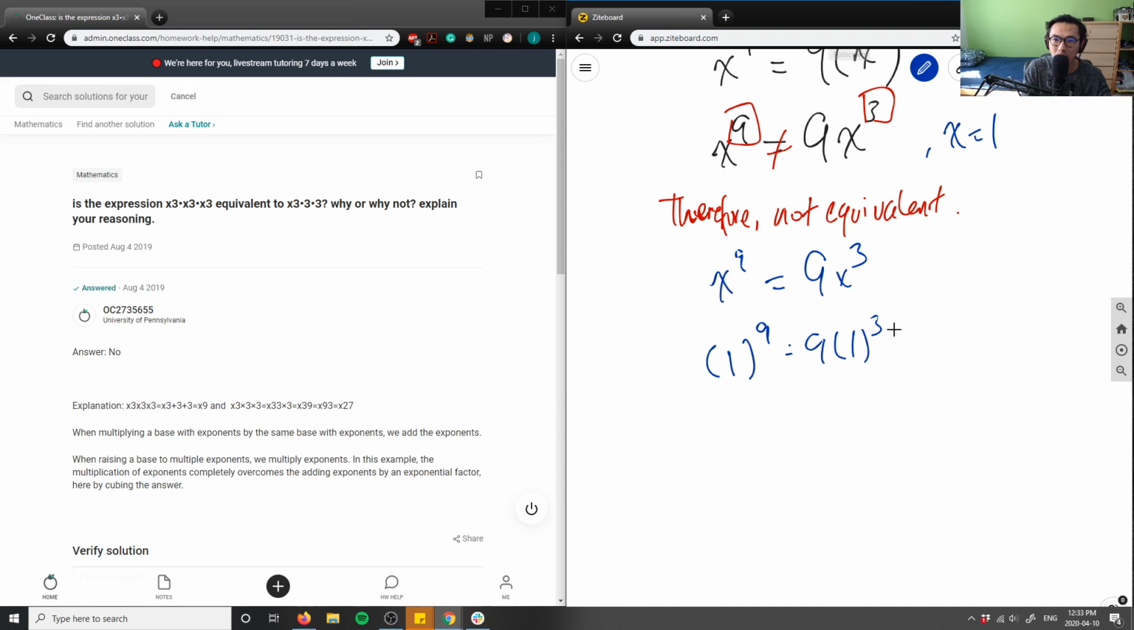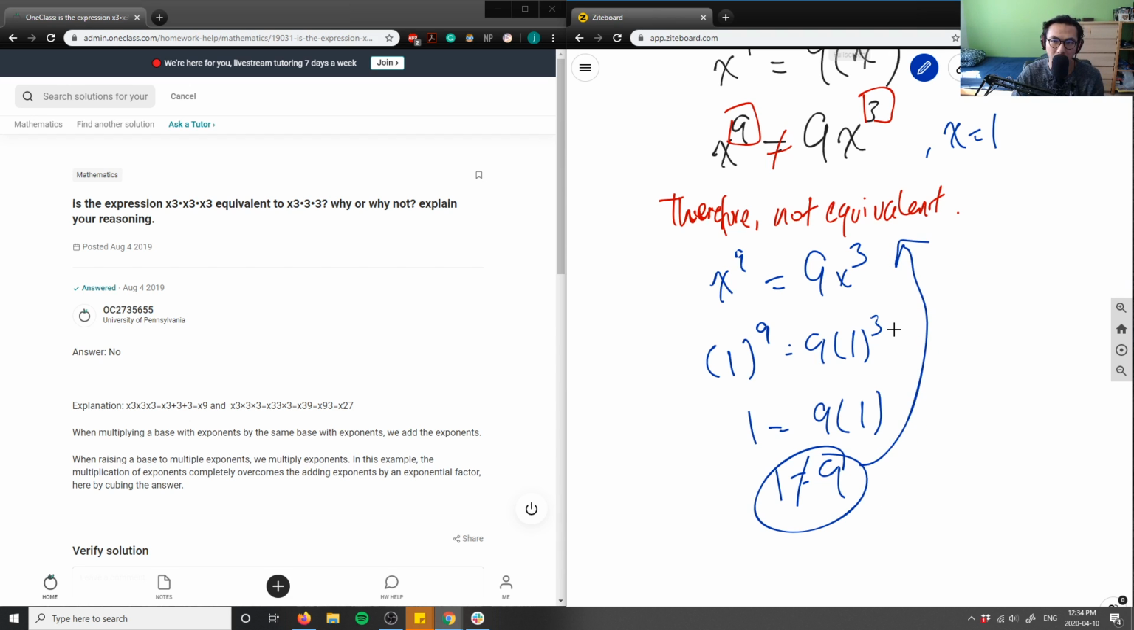1 to the power of 9 is simply just 1. 9 times 1 to the power of 3. 1 to the power of 3 is just 1, so 9 times 1. 1 equals 9. This is not a thing, right? 1 equals 9 is not a thing. So therefore, it's not equivalent. So that's just a little check that it's not equivalent, right? For you, if you're skeptical about this.